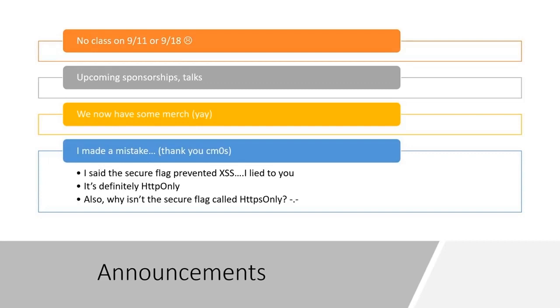I get these confused big time. Why is a secure flag not called HTTPS only? Because that would make logical sense. So the flag that we're talking about on the cookie is actually the HTTP only flag. HTTP only means that the cookie cannot be accessed through client-side script. So we will not be able to steal a cookie client-side with the HTTP only flag set. Only the server can interact with that. Thank you again, CMOS, for pointing that out. That was a mistake on my part.